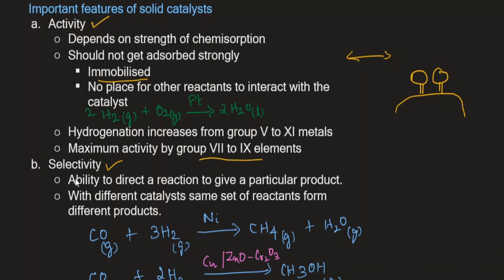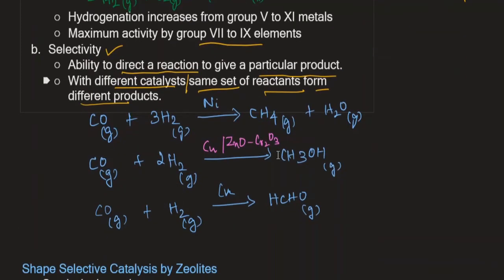Then selectivity is another aspect. It is the ability to direct a reaction to give a particular product. That's very important. It means that with different catalysts, the same set of reactants can form different products. Do you understand? For instance, let me illustrate with this set of chemical reactions.